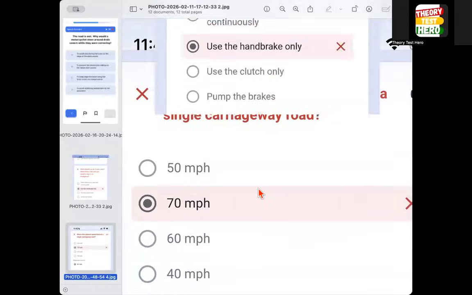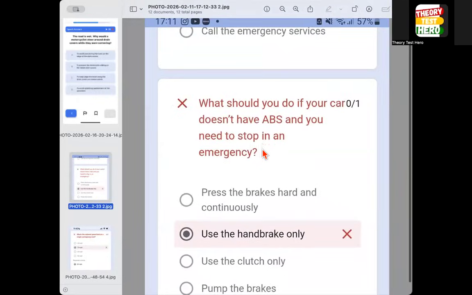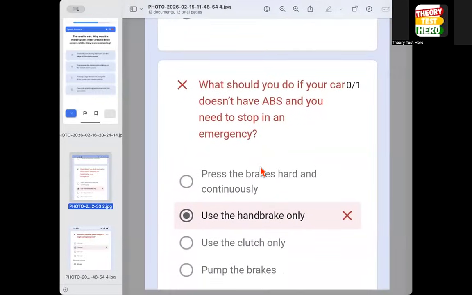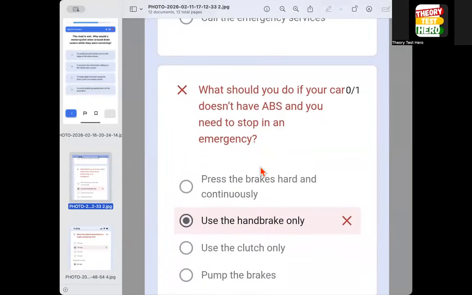Somebody asked, what if the car has ABS? What would the answer be then for this one? So what if the car has got ABS? What would the answer be then on this one?